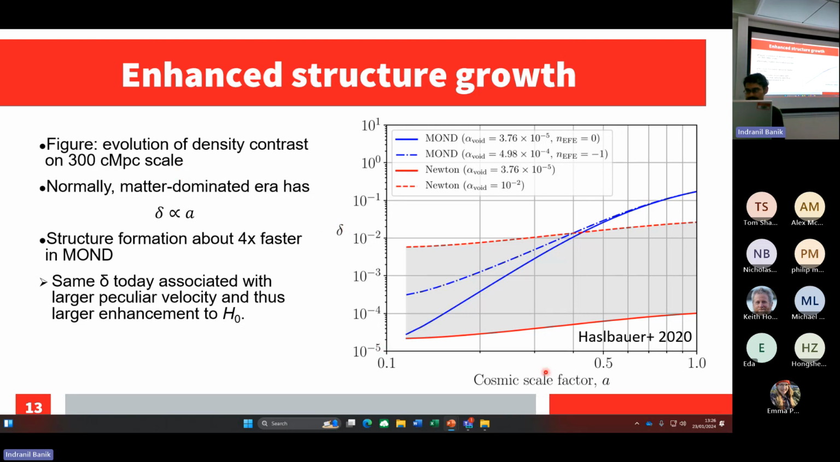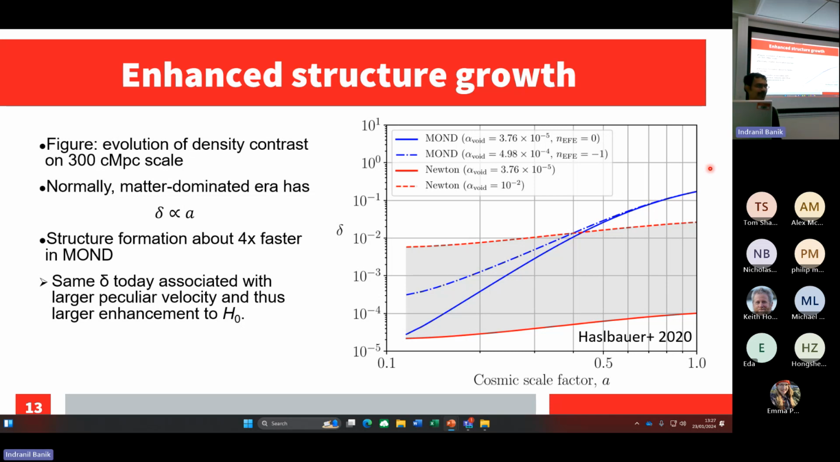This is the cosmic scale factor, which more or less is proportional to the time, in case you're wondering. Now these red lines show the growth of structure in the ΛCDM case, the Newtonian gravity, and the blue lines show what happens in MOND. So you can see that we're able to enhance the growth of structure significantly. The main thing is, this isn't really a prediction.